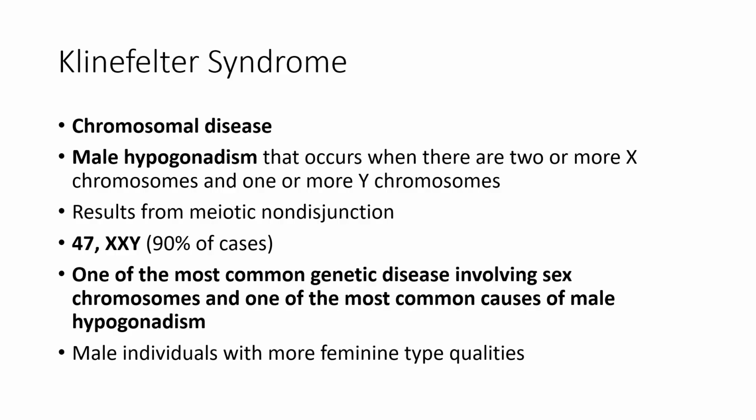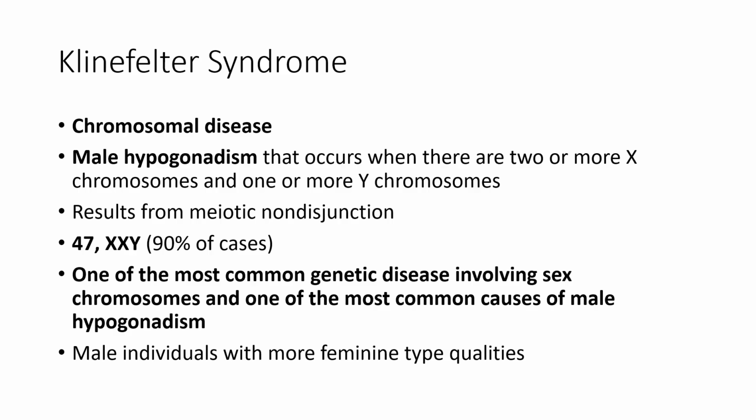Now we're going to switch gears to Klinefelter syndrome, which is a chromosomal disorder affecting phenotypic males. The most common karyotype you'll see is 47, XXY, accounting for about 90% of cases. This condition results from meiotic non-disjunction, meaning chromosomes didn't separate properly during gamete formation. The end result? Extra X chromosome material in someone with a Y chromosome.